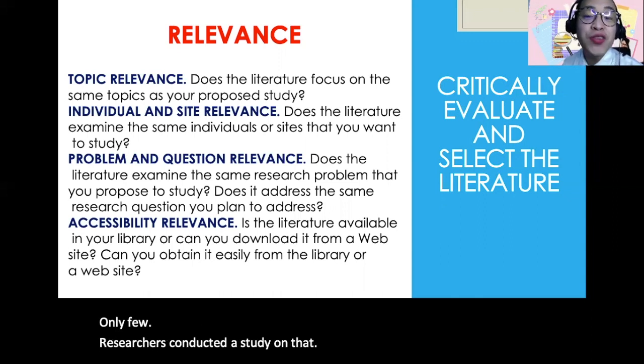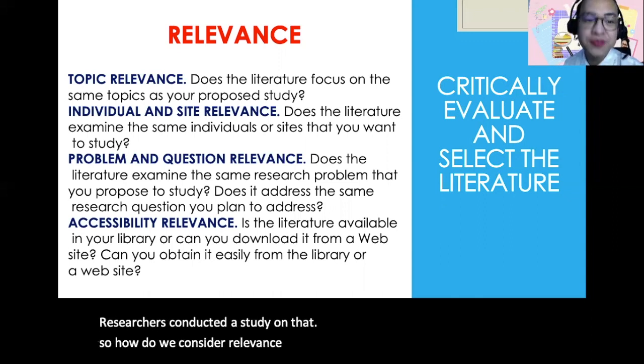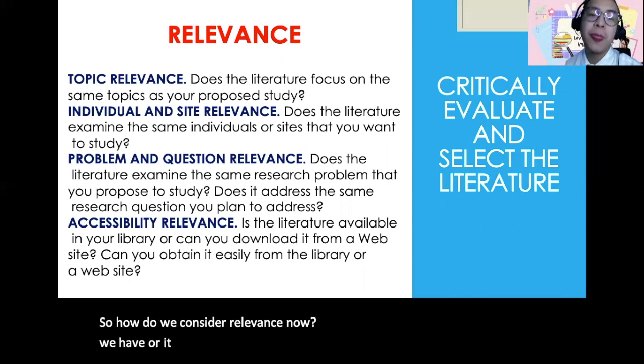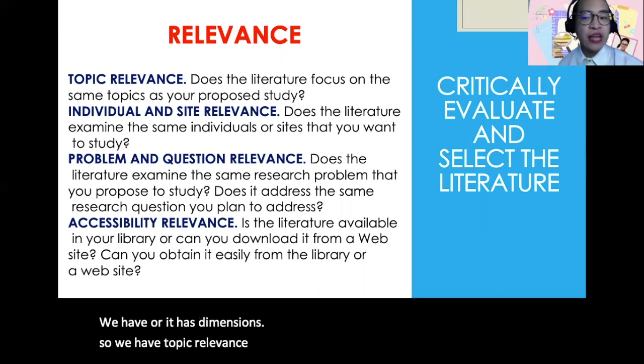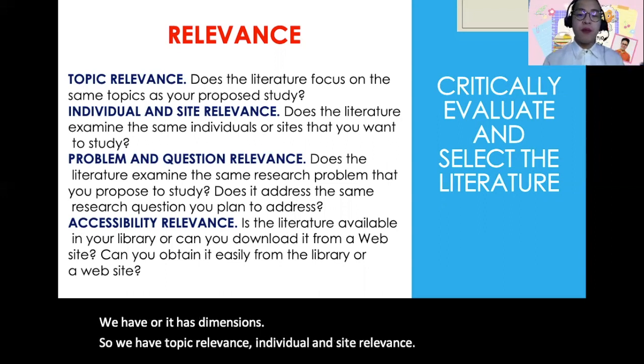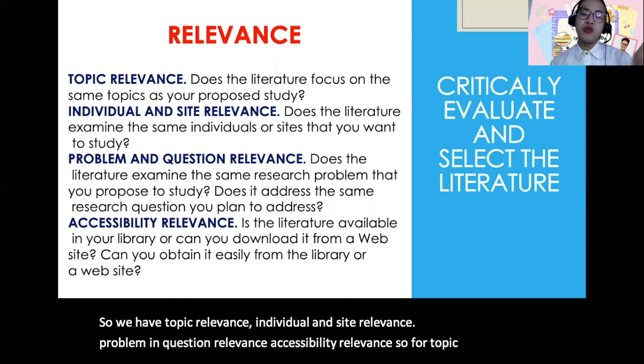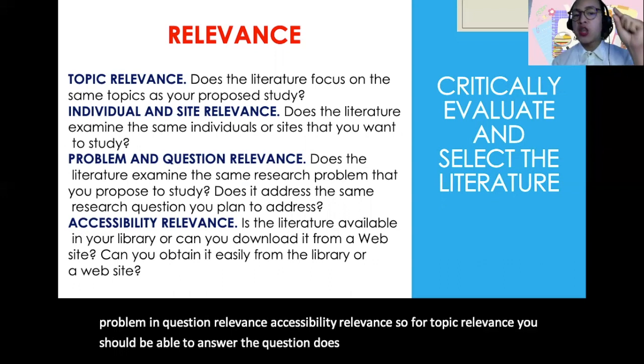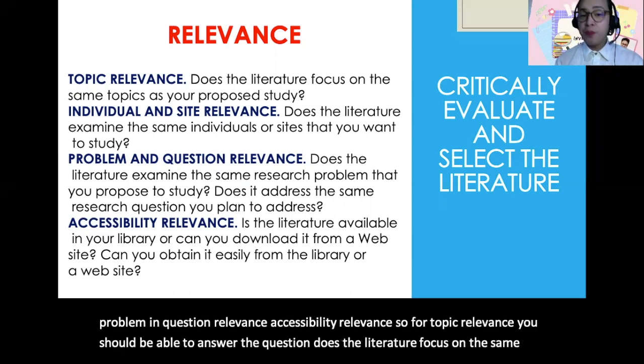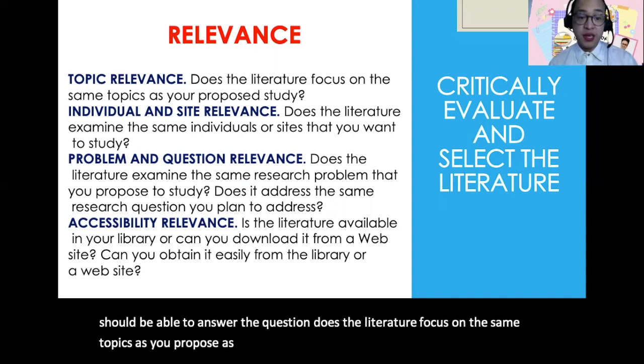So how do we consider relevance now? It has dimensions. So we have topic relevance, individual and site relevance, problem and question relevance, accessibility relevance. So for topic relevance, you should be able to answer the question, does the literature focus on the same topics as your proposed study?